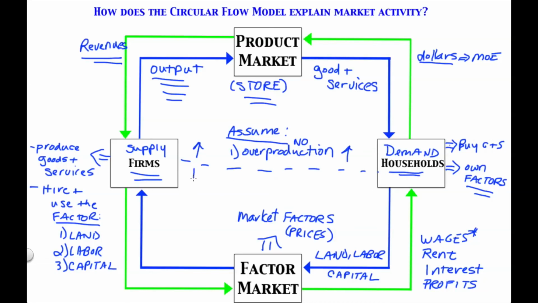And down here, we're also assuming in the factor market that you're not going to have any leftover resources, that you're basically going to be efficient. You're going to take the land, labor, and capital and use it to produce whatever goods and services you're looking to produce. And that's the simple circular flow model that explains market activity.